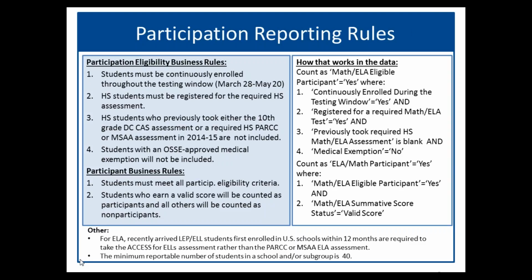And then two additional points here. For ELA, for recently arrived ELL students who enrolled in U.S. schools within 12 months, these students are required to take the Access for ELLs assessment in lieu of the PARCC or MSAA ELA assessment. If these students who are new to the U.S. took the Access assessment, they'll be counted as participants. If they didn't take the Access assessment, they would be counted as non-participants. And then the minimum reportable number of students in a school or subgroup is 40.